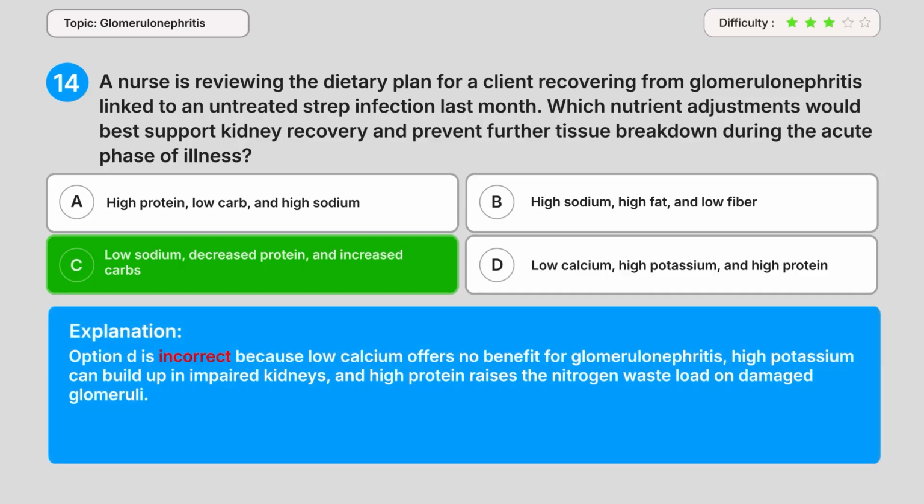Option D is incorrect because low calcium offers no benefit for glomerulonephritis. High potassium can build up in impaired kidneys, and high protein raises the nitrogen waste load on damaged glomeruli.